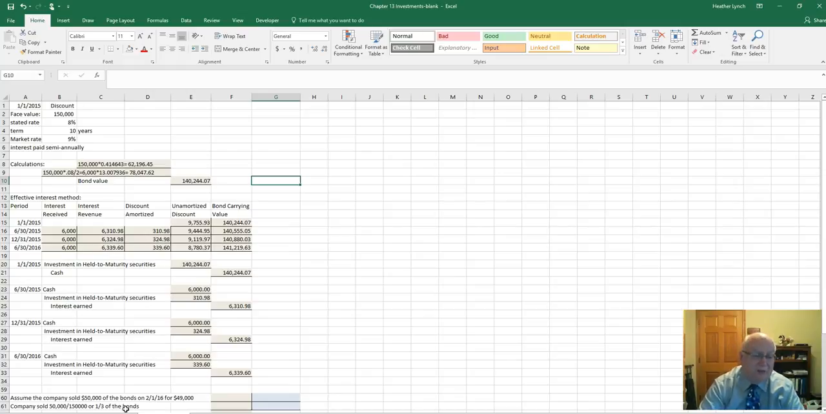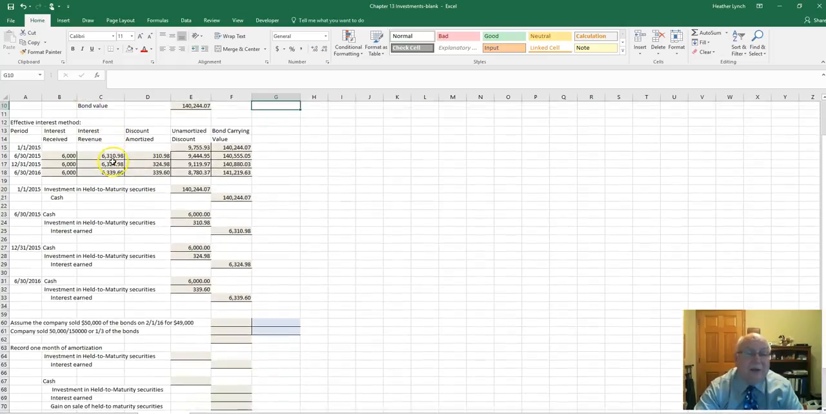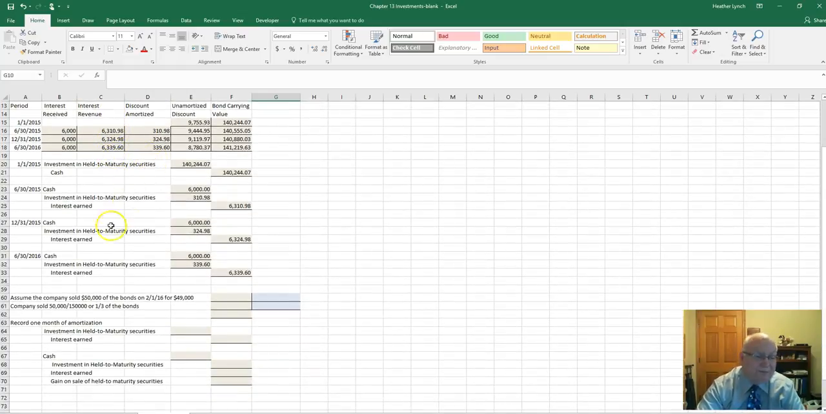We're going to do two things on this one. We're going to sell part of the investment off, and we're also going to purchase some between interest dates to show you how that's recorded. This first part is going to be a continuation of what we had. On the discount, we had $150,000, 8% stated rate, 10 years, 9% paid semi-annually was the market rate. Okay, this is the calculations for that. We've already done that one.